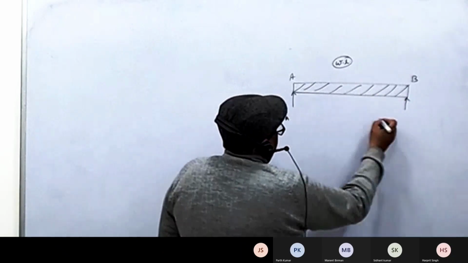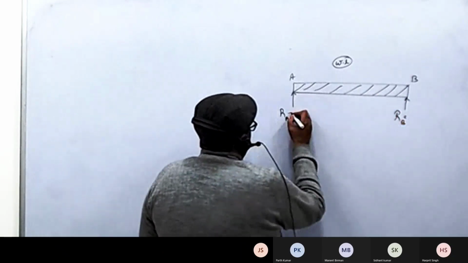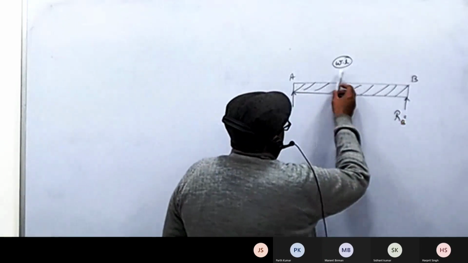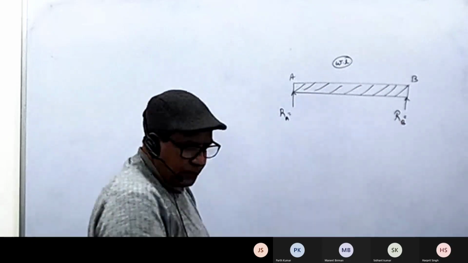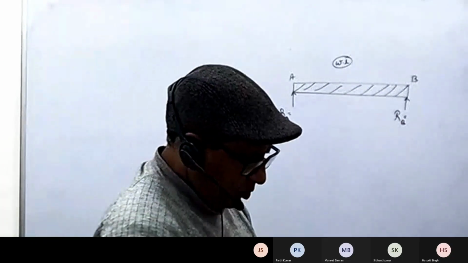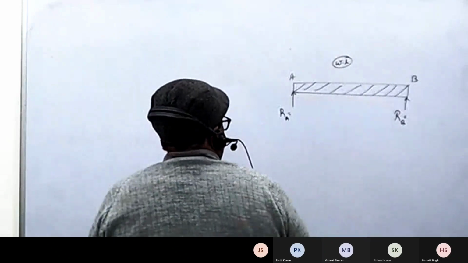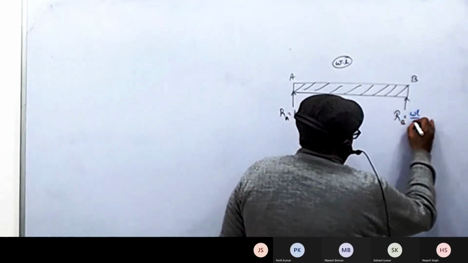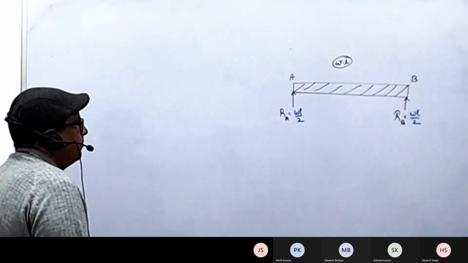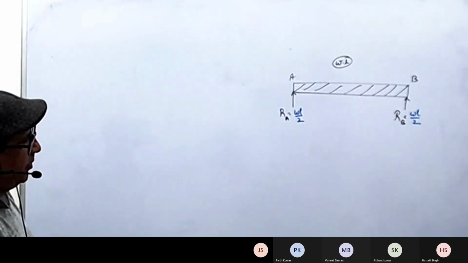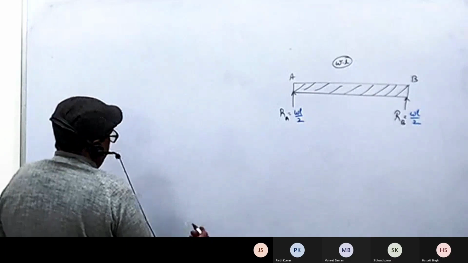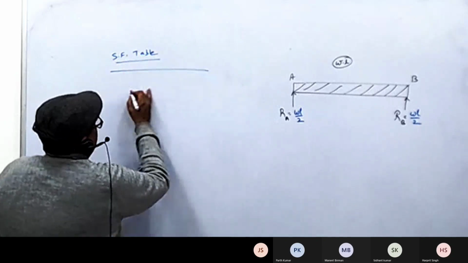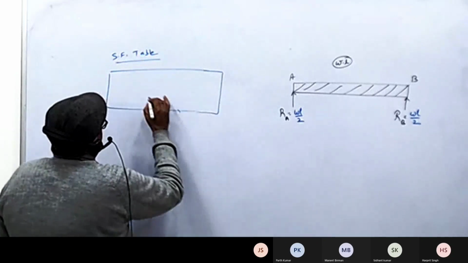You will have reaction at A and reaction at B. Even if you calculate, they will be equal because all the forces are symmetrical about the midpoint. They are mirror images of each other. So there is no need to waste your time. You can qualitatively close it out. So RA would be WL by 2, and so would RB be WL by 2. Correct, beta? Total downward force is WL, and both will be equal. Yes. We can make the shearing force table with 2 points only, points A and B, and close it out.